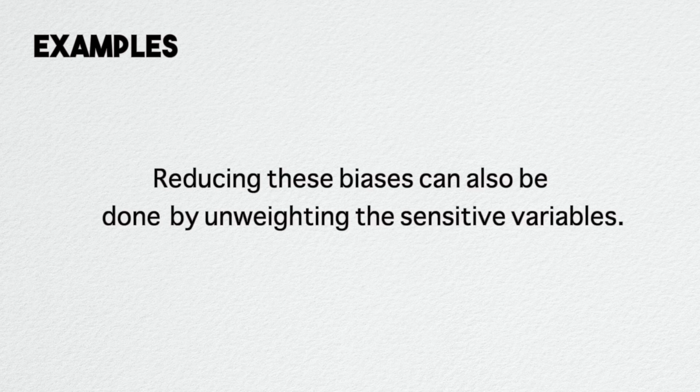Reducing these biases can also be done by unweighting the sensitive variables. Now the issue here is the use of the verb to do, so done. Can we replace it or can we just get rid of it? Well, how about these biases can also be reduced by unweighting the sensitive variables? Typically, if you found that you've used the verb to do, it may well be possible to just eliminate it and create a verb from a noun. Okay, we'll look at one more on this topic.